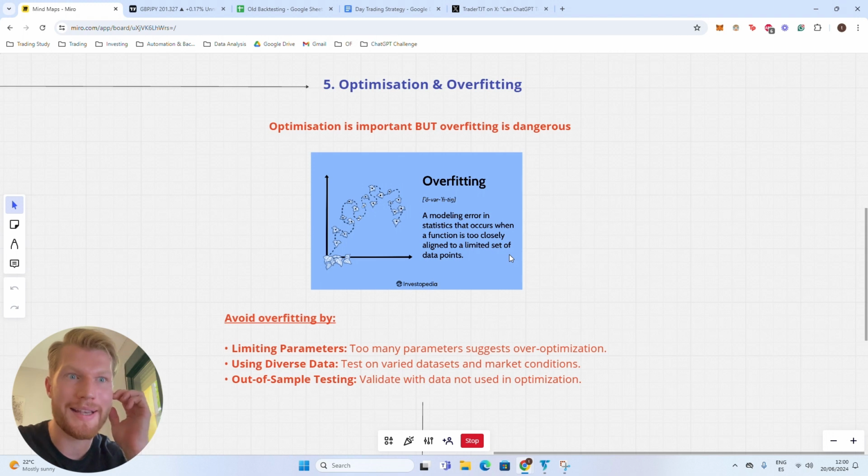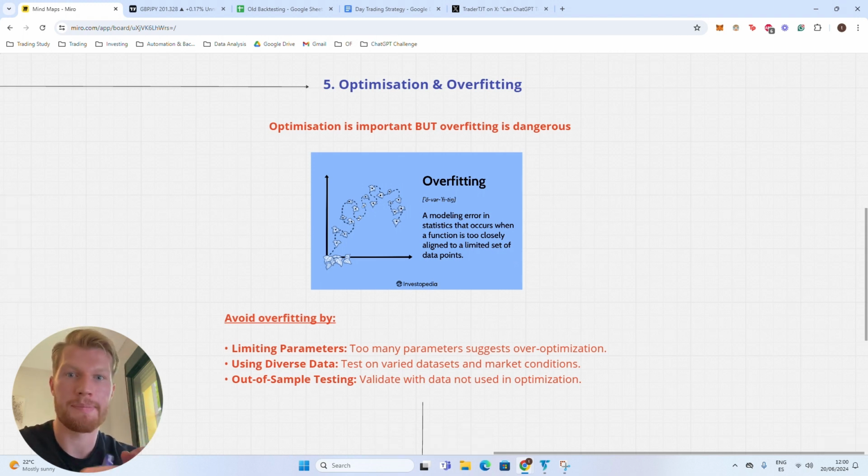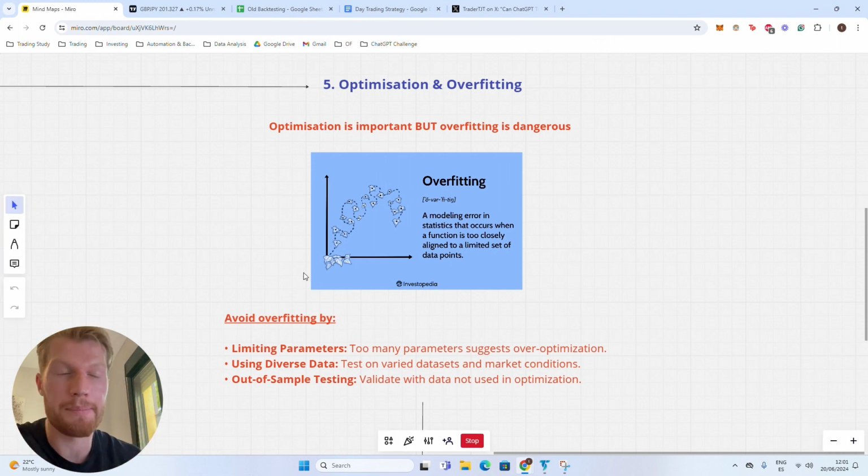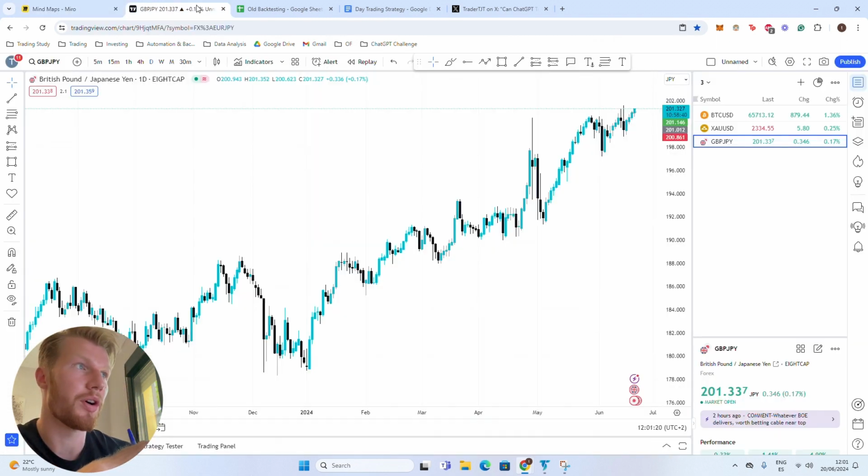So what that means is basically you've optimized so much that your strategy has basically been perfectly molded to the chart data. So then when that data starts to change and you have the actual live market data, it's not going to be good anymore. The strategy is actually not going to perform as it did in the backtesting. And I'll show you with an example so that you can really understand what I'm talking about.